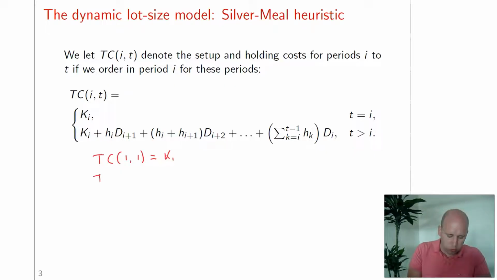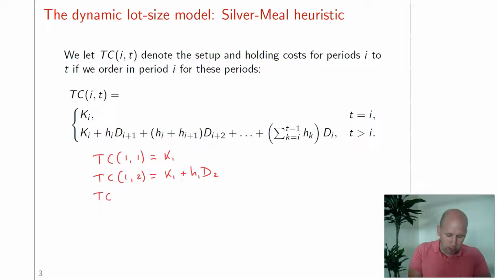Then you can also choose to order in period 1 for period 2 as well. So then we still pay that setup cost in period 1. And then for the products that we have to store at the end of period 1, we pay the holding cost h1 multiplied by the number of products that we need to store. So here we need to store the demand for period 2, if we also order for period 2.